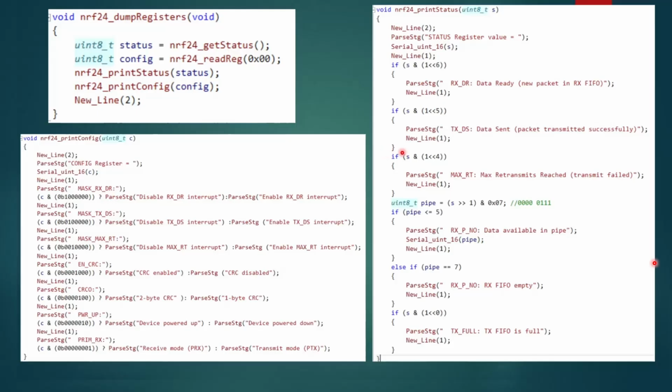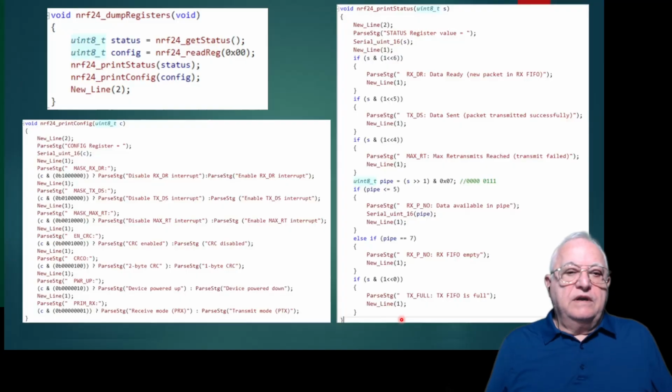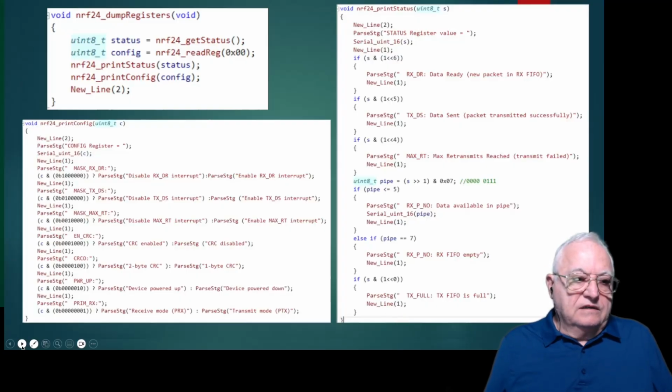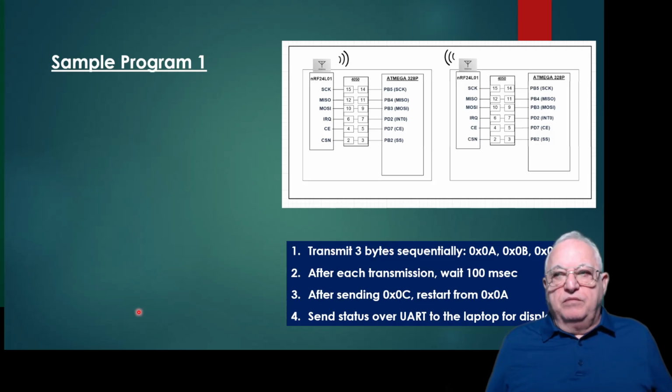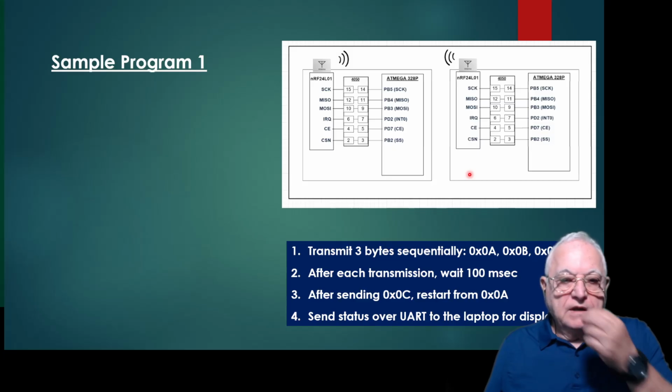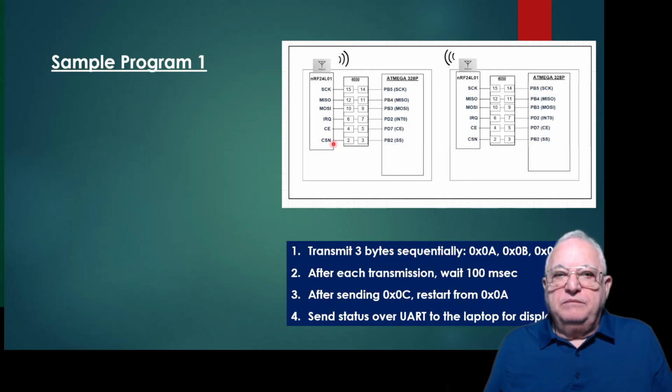So let's continue with our presentation. Okay, so let's go to the first sample program. What I have here is the configuration of the transmitter and receiver. They're exactly the same, and that's what I showed you before. The only item that I just noticed is that the MOSI has to be hooked up directly. I probably didn't notice that when I did the drawing.